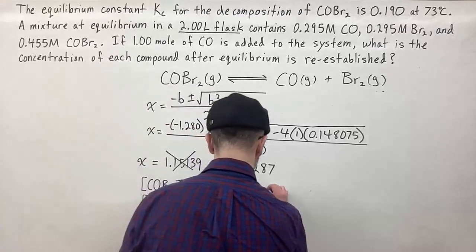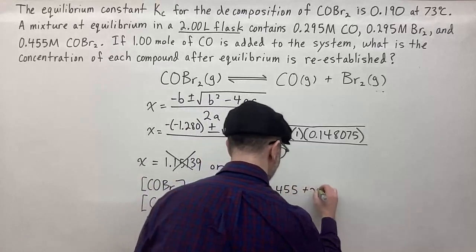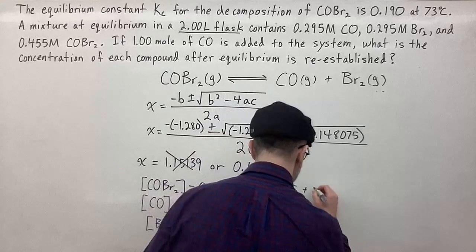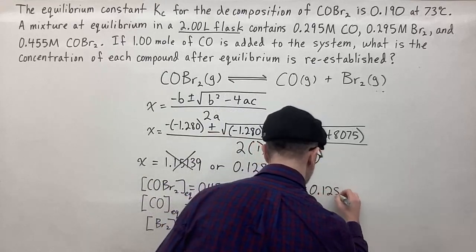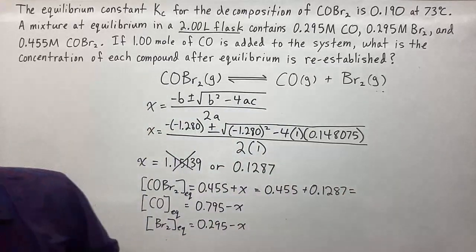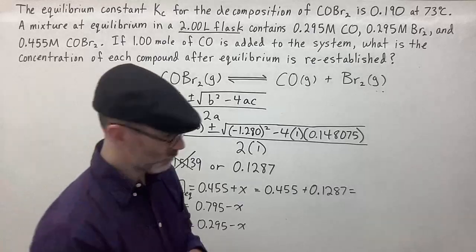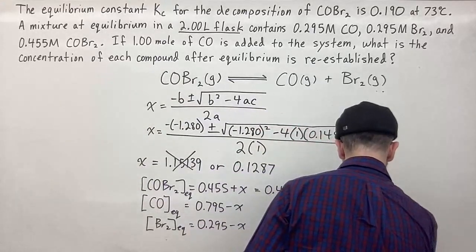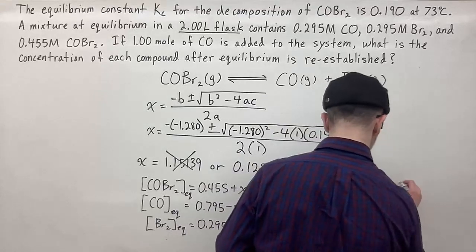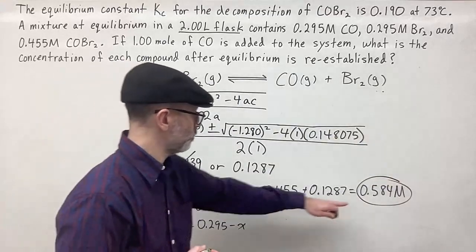So this becomes 0.455 plus x, or plus 0.1287. And then we add those together, and we get 0.584. We're going to round to 3 sig figs here. And that's the concentration for COBr2, the new equilibrium concentration.